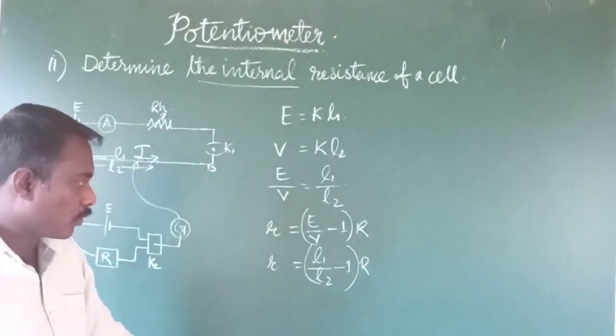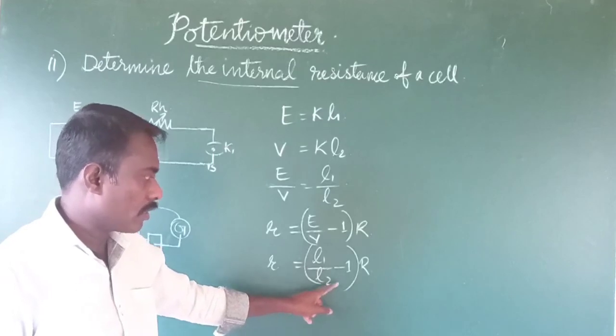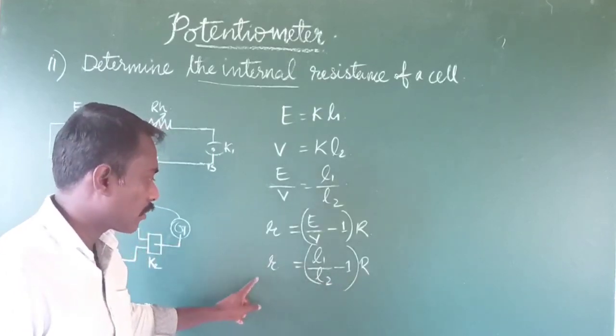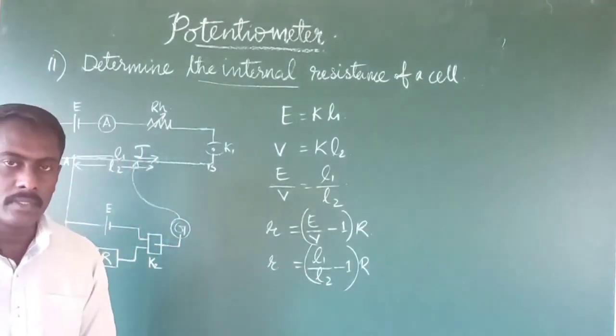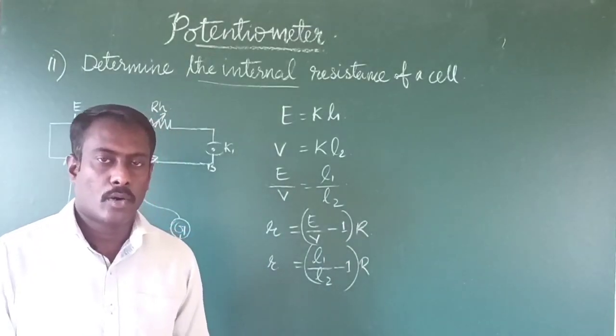And if we know the values of L1, L2 and R, then we can easily calculate the internal resistance of the cell. I hope you understand.